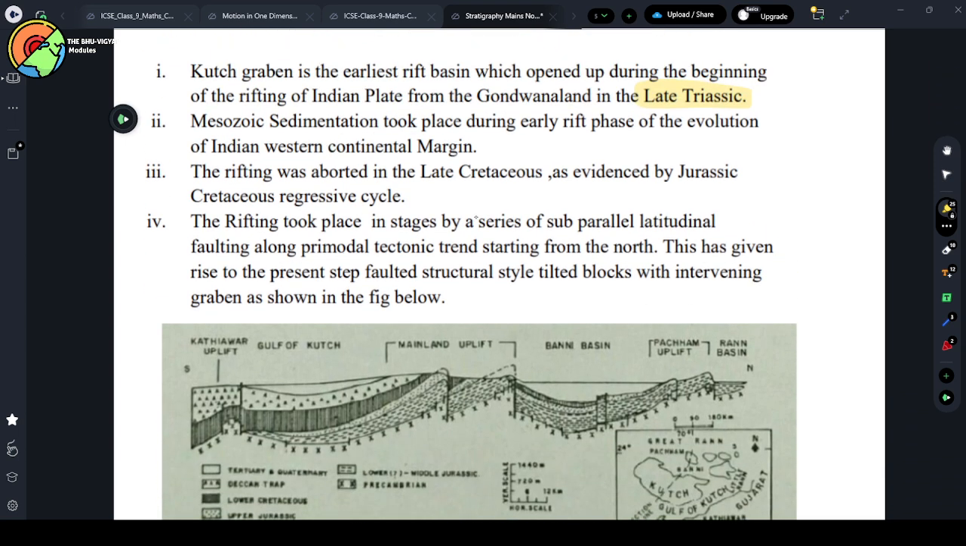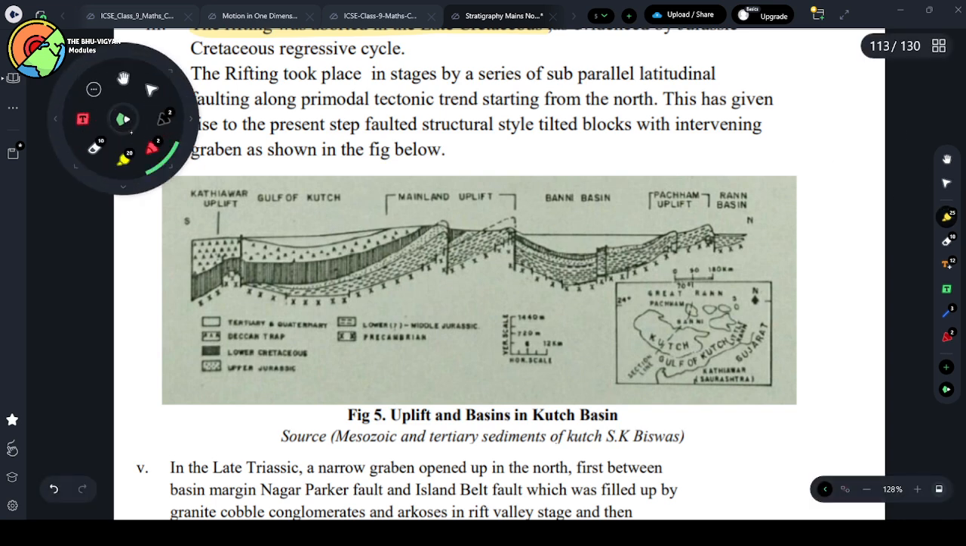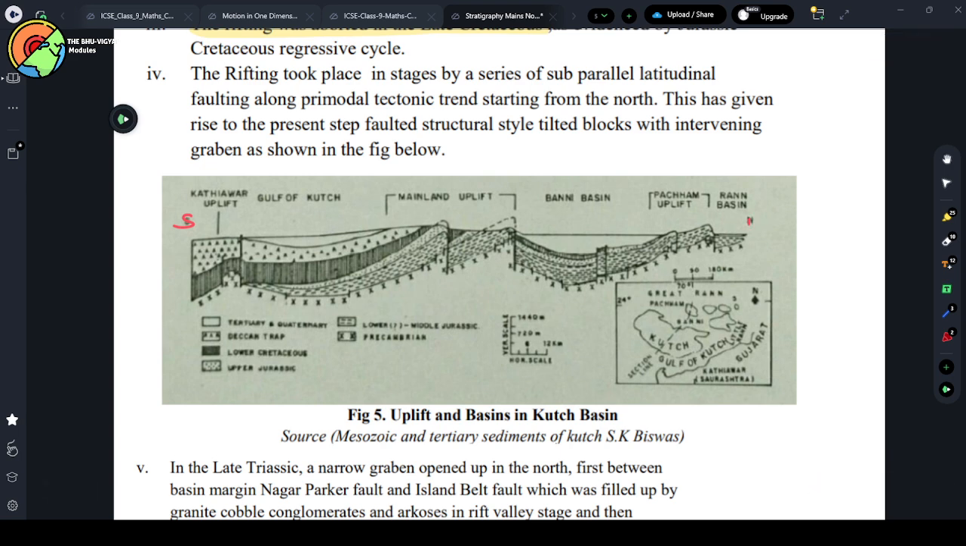The rifting was aborted in the late Cretaceous, as evidenced by the Jurassic Cretaceous regressive cycle. So this is the diagram for this one, which is not that important from an exam point of view. But you can see here, in the south, this is north, in the south we have Katwar uplift, which is formed because of the rifting. Then we have Gulf of Kutch here. Then here we have mainland uplift. Then here we have Bani basin. Then here we have Pachham uplift, and here Run basin is there.